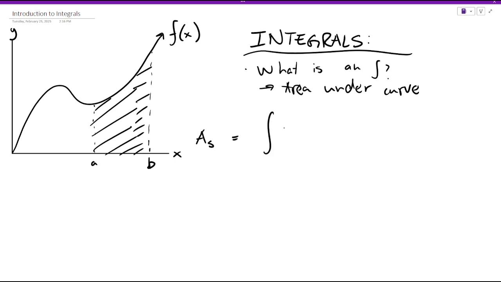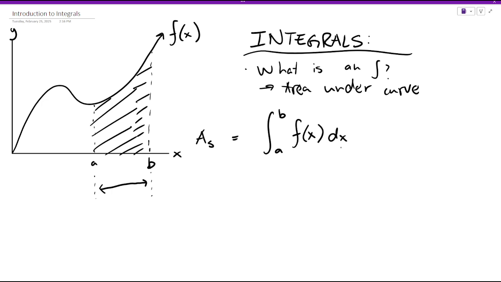So here's the notation, right? You have this big S, this elongated S. So this is your integral sign. And then down here you put your lower bound, so a to b. And all this means is that you're taking the area between x equals a and x equals b, right? That's all this means. And then here you put your function that you're integrating. So f of x dx.